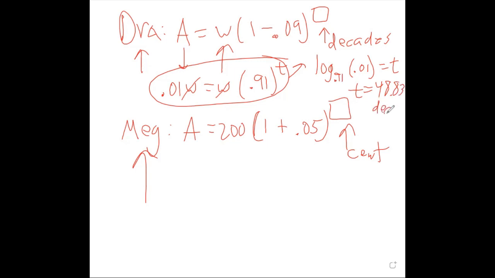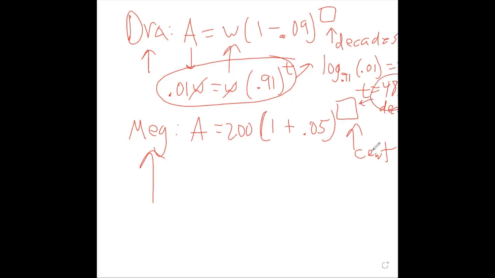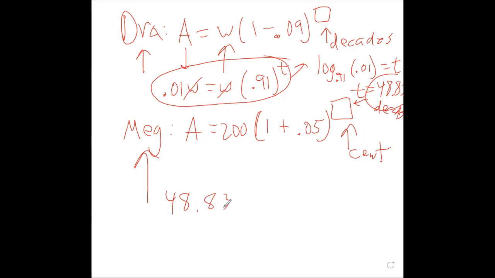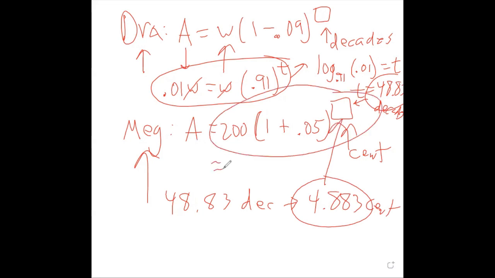T is about 48.83 decades. That's decades. Now in the Megazord, we want to plug this time in here, but in the form of centuries. So a century has 10 decades. So take the 48.83 if you want to round it like that. That's decades. If you divide it by 10, it'll be 4.883 centuries. And that's the number that goes in here. And then calculator on all of that, it'll say about $253. The value of the Megazord has gone up.